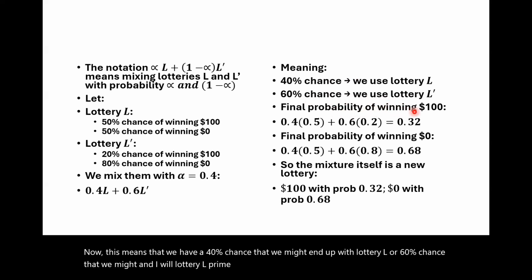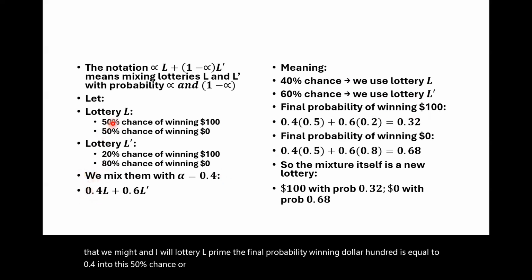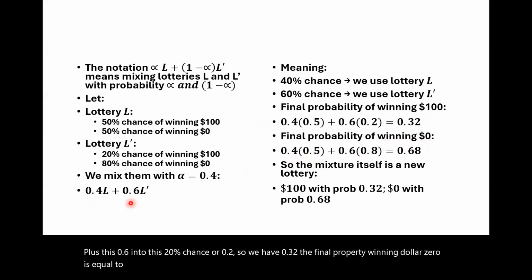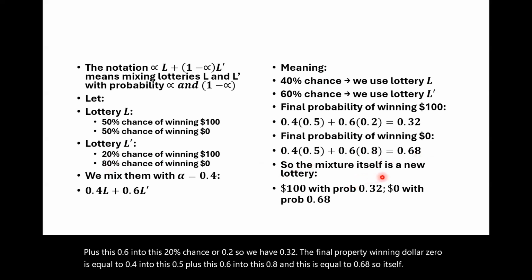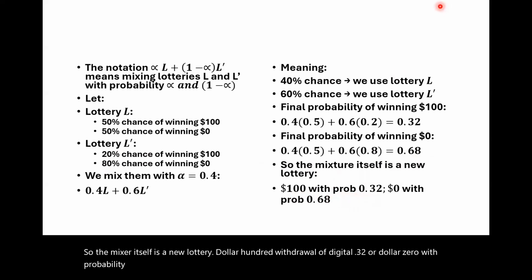The final probability of winning $100 is equal to 0.4 times this 50% chance, or 0.4 times 0.5, plus 0.6 times this 20% chance, or 0.2. So we have 0.32. The final probability of winning $0 is equal to 0.4 times 0.5 plus 0.6 times 0.8, and this is equal to 0.68. So the mixture itself is a new lottery: $100 with probability 0.32 or $0 with probability 0.68.